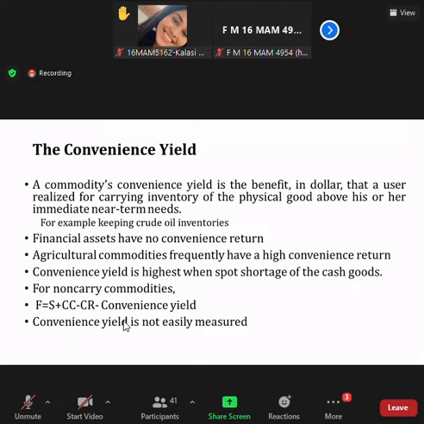Convenience yield means the benefit you will get by carrying a physical good or a commodity for some time. For example, keeping crude oil inventories. If you carry crude oil inventories for 1 month, for 2 months, what is your convenience yield? Financial assets, as we said, have no convenience yield, but agricultural commodities frequently have a high convenience return. Convenience yield is highest when there is a spot shortage of the cash goods.